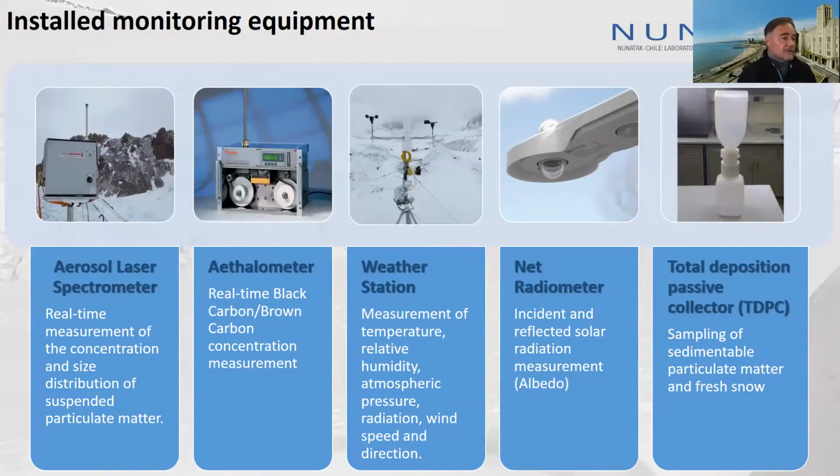We have in this slide the different instruments that we have, for example, the aerosol laser spectrometer, which makes it possible to measure in real time the concentration and size distribution of suspended particulate matter. The aethalometer gives real-time black carbon and brown carbon concentration measurement. The weather station and the net radiometer can measure incident and reflected radiation, also albedo. And the total passive system is a total deposition passive collector, for sampling sedimentary particulate matter and fresh snow.